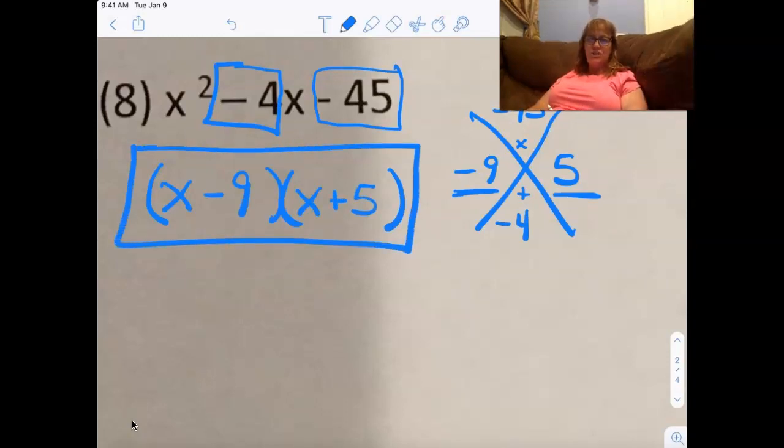If this is making sense to you, you are ready to go on and do your practice assignment today. If this is not making sense to you, come on into the Zoom and let's make it make sense.